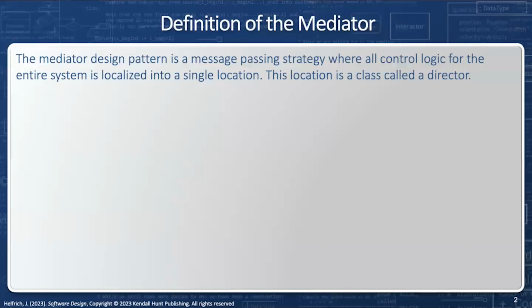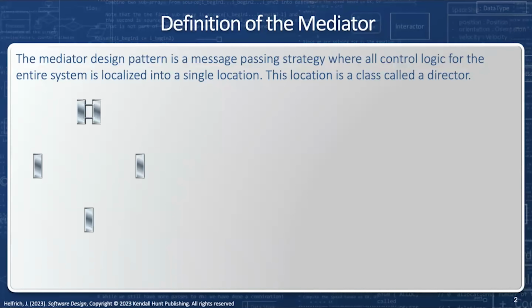Hello, I'm James Helfrich. Oftentimes, a program has many different components which need to communicate with each other. The problem is, if there are n components, there are n squared possible communication avenues. The mediator design pattern is designed to solve this problem by making a single unified path through which all messages flow. The mediator design pattern is a message passing strategy where all control logic for the entire system is localized into a single location, and that location is called a director.